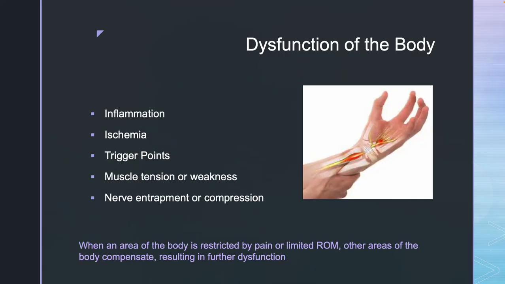So some of this should be review. We're going to talk about dysfunction of the body. So when there's dysfunction of the body, primarily we're talking about the musculoskeletal system. Dysfunction would be inflammation, ischemia, trigger points, muscle tension and weakness, and or nerve entrapment or nerve compression. When an area of the body is restricted by pain or limited by the range of motion, other areas of the body start to compensate. And this results in further dysfunction.